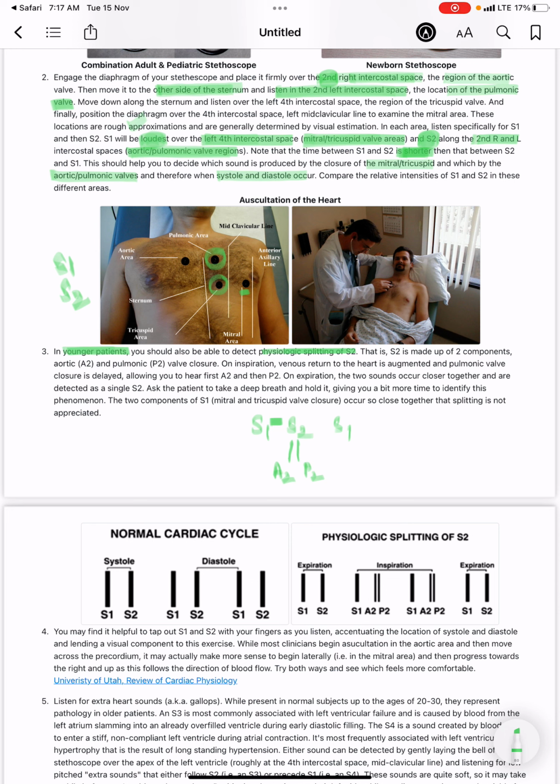On inspiration, when you are taking a deep inspiration, what is happening? Venous return to the heart is augmented and pulmonary valve closure is delayed. Because of the increased venous return, the pulmonary valve closure is delayed, allowing you to hear first A2 and then P2.